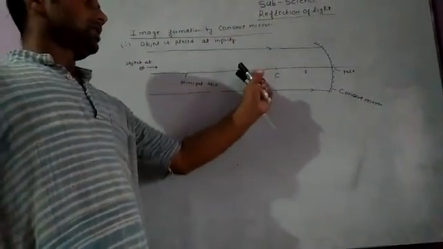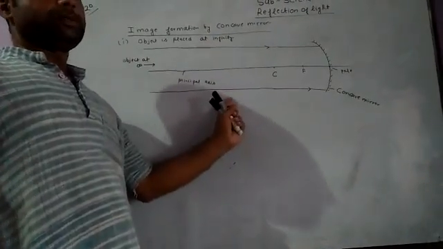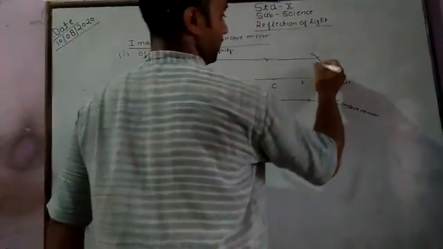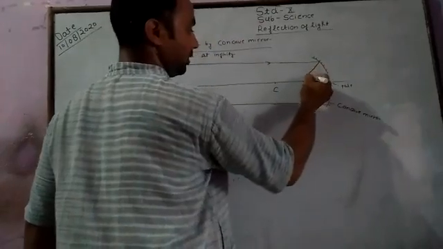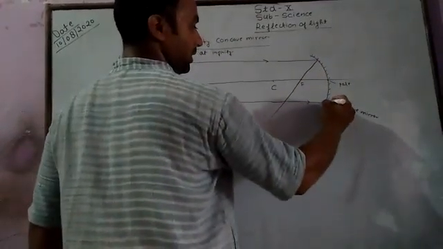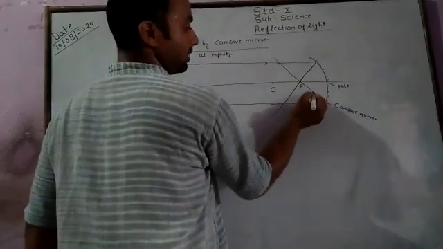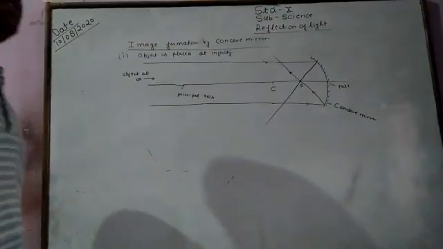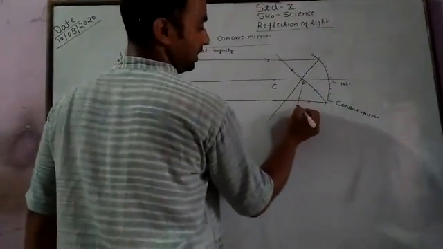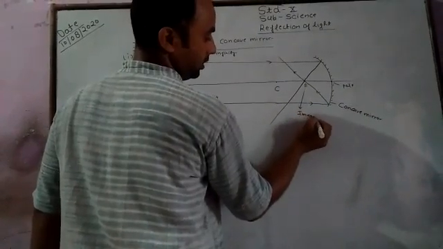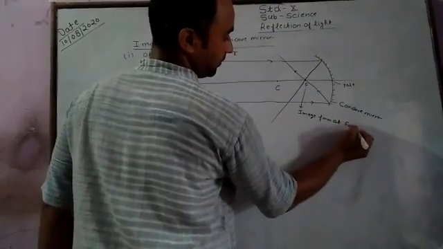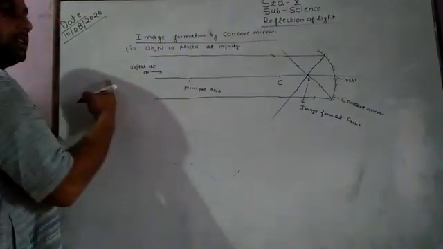This is our principal axis, and this is our ray which is parallel to the principal axis. It is always passing through the focus. It means the image is formed. This is the image, where the two rays intersect at a point, the focus point. Here the image is formed at the focus. So it means the image is at infinity.